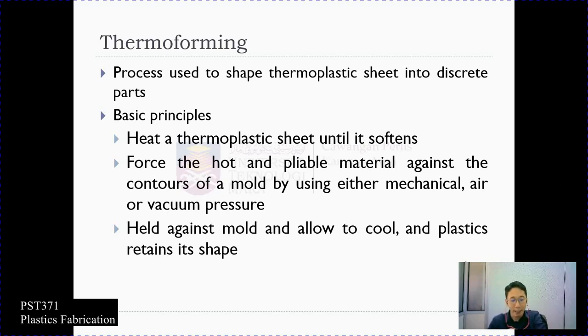The basic principle for thermoforming is to start by heating the thermoplastic sheet until it is softened. In this technique, the material is actually not turned into a molten state, but only softened enough. Then you force the hot and pliable material against the contour of the mold by using either mechanical, air or vacuum pressure. Later on we will go through the types of thermoforming that we have. Finally, hold it against the mold and allow it to cool so the plastic retains its shape. So it is a very simple process of shaping a thermoplastic sheet into a desired shape.